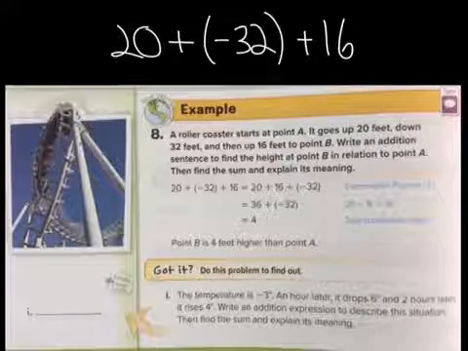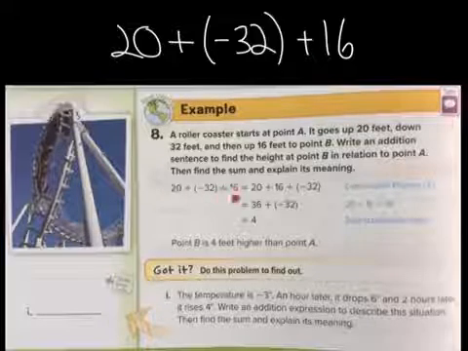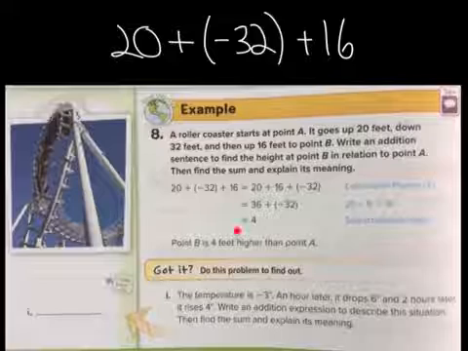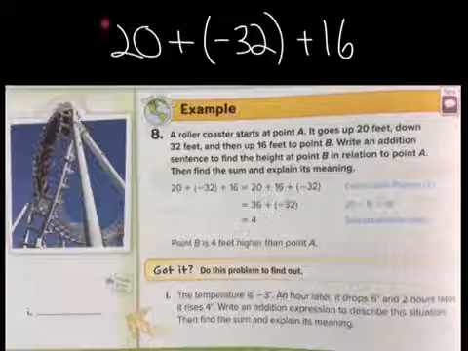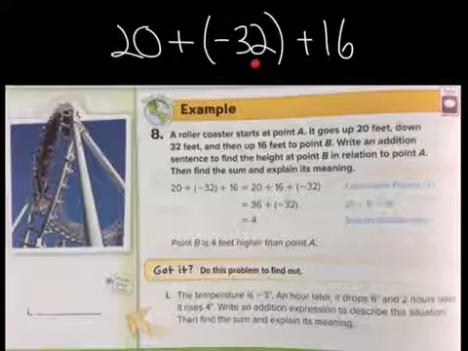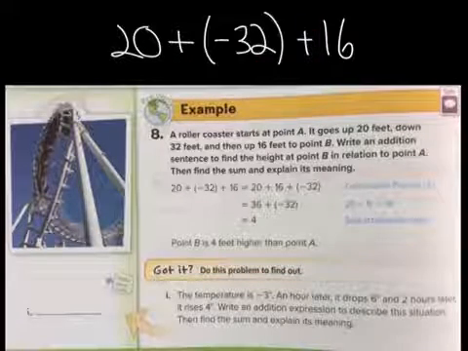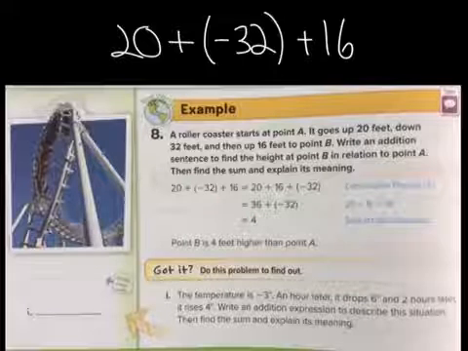Write an addition and subtraction. Okay, well, I just did it right there for you. I wrote an equation, and look, there it is. I hadn't even looked at this yet. And it's going to equal 4. Of course it will, because 20 with -32 is going to be -12. Difference here, -12 plus 16. It's going to give me 4. There it is.